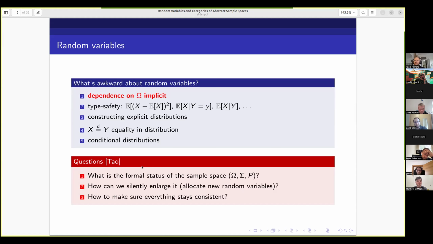So what is awkward about random variables is, again, the dependence on the sample space omega is implicit. Why does everything work? It's kind of ethereal, and I'll get to that. But there are other complications. The whole formalism, if you're learning it or if you look at expressions in it, doesn't look very type safe.